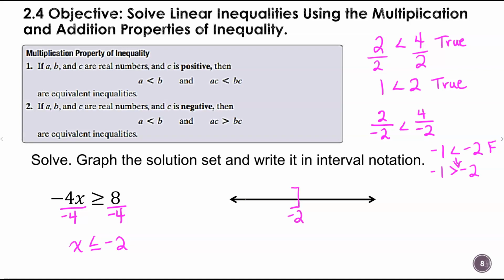And then we will write our interval notation based on our graph, right? So this goes from negative infinity to negative 2, and a bracket on the negative 2 because it is included in my solution set. Remember that we always use parentheses on infinity. Negative infinity has to be on the left-hand side in your interval notation. Positive infinity will always be on your right-hand side.